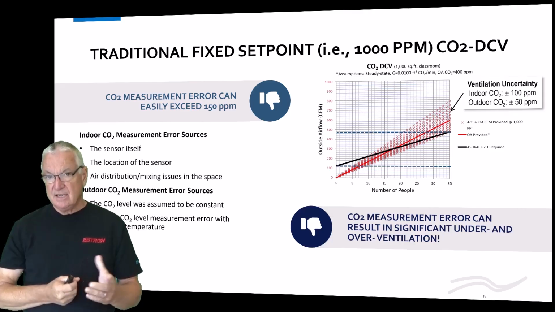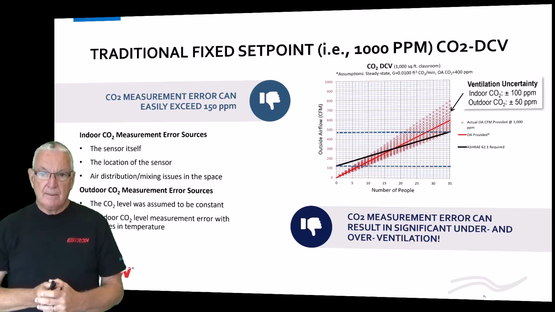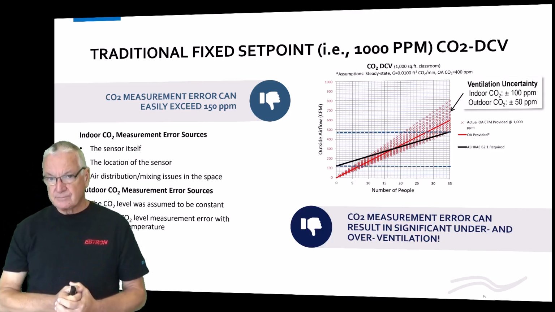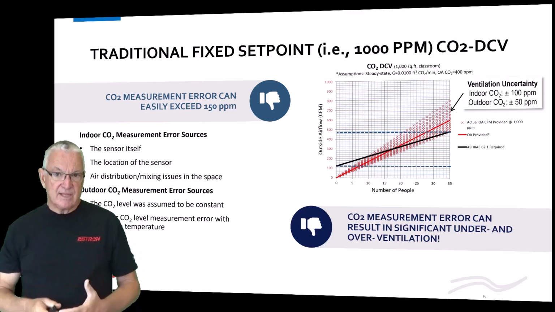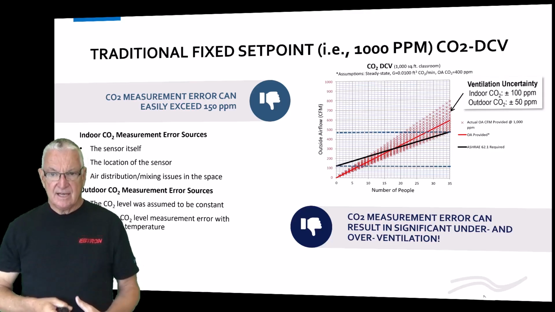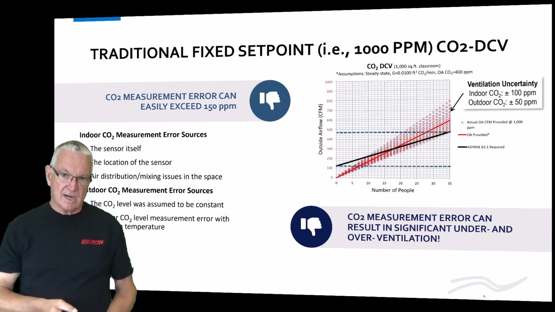Now, I'll get into a little bit about Title 24 for you folks out there in California, but the black line is how much outdoor air is required to satisfy Standard 62. And you can, right off the bat, without even seeing any of this scatter, see that CO2 DCV is going to overventilate at the higher occupant levels and underventilate at the lower occupant levels.